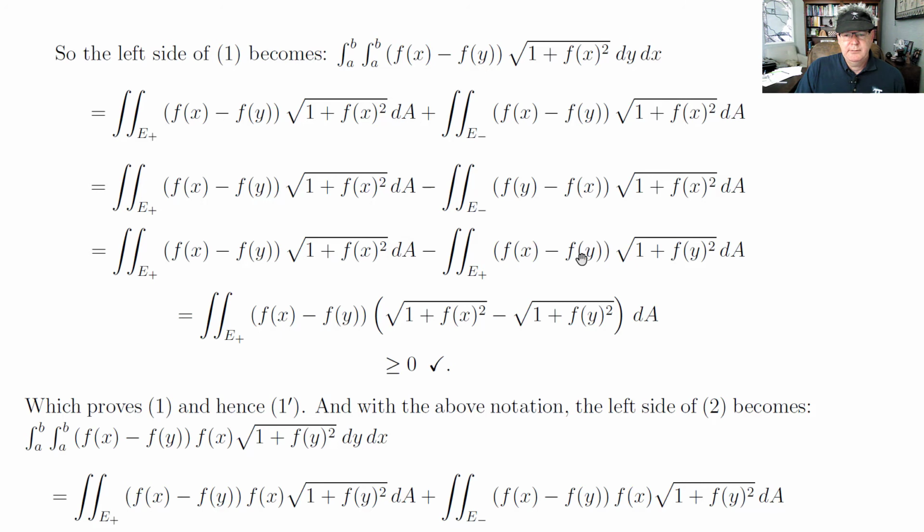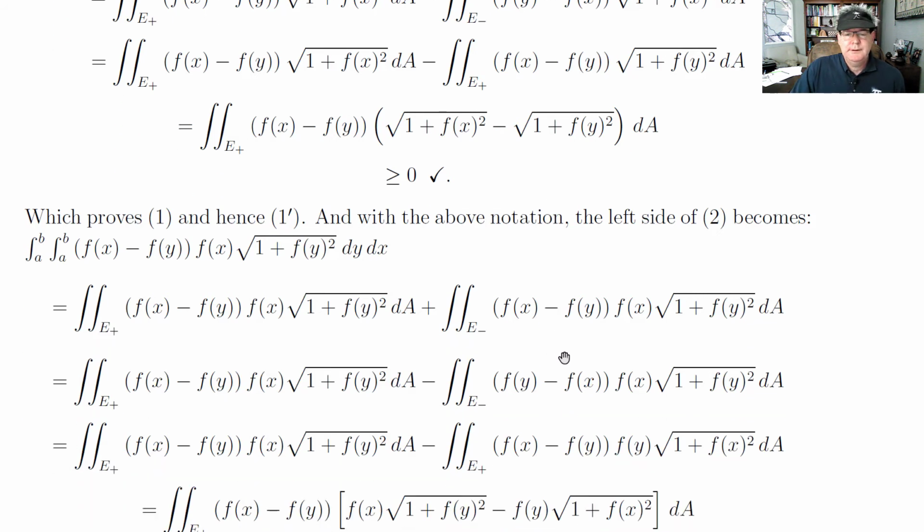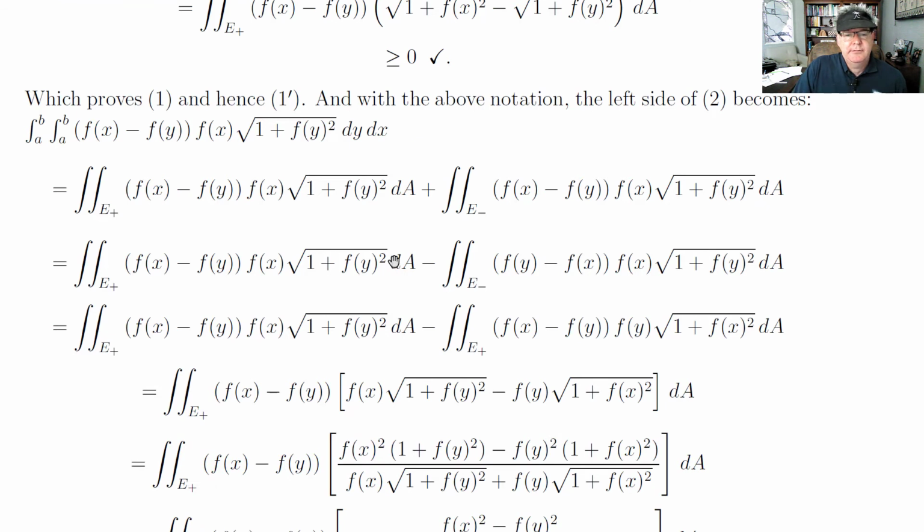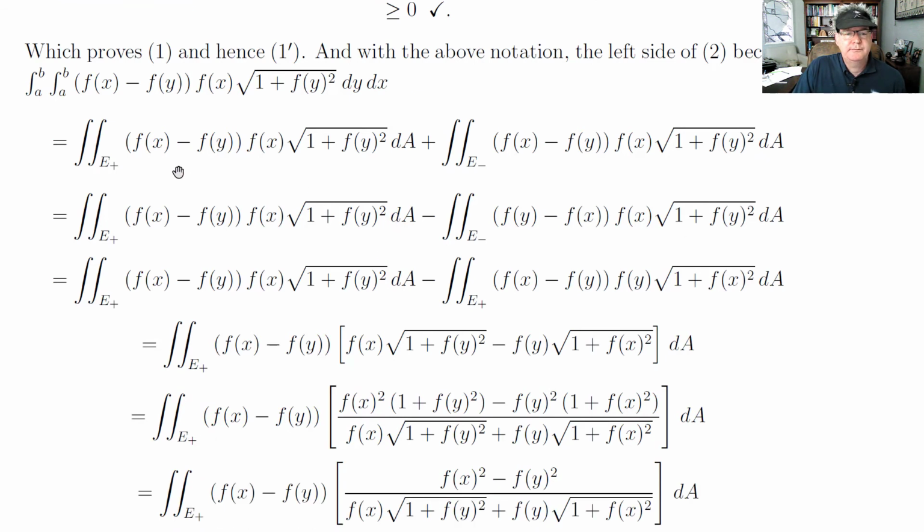They have f of x minus f of y in common, and then it would be this minus that. But on E plus, f of x is greater than f of y. So it's a positive times a positive. If f of x is greater than f of y, that's positive, that's positive. So that proves that.